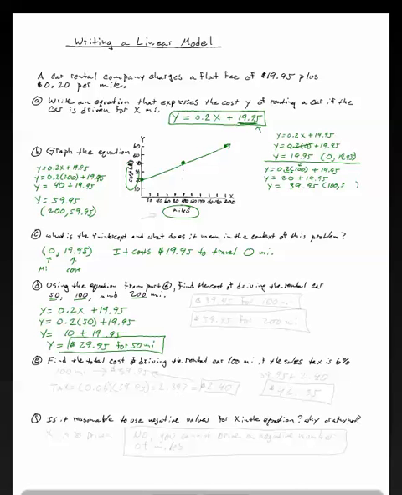And then the others we can just pull from the top. We know that the 100 miles was $39.95, so we'll say $39.95 for 100 miles. And then it was $59.95 for 200 miles, so we'll write $59.95 for 200 miles.